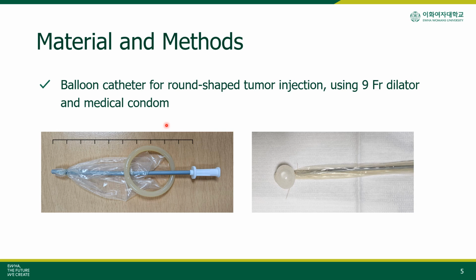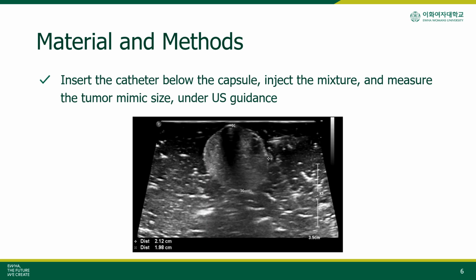To ensure a consistently spherical-shaped tumor, we designed a balloon catheter. The 9-French dilator was cut, and a medical condom was tightly tied 1 centimeter away from the distal tip, and the condom tip inflated like a balloon when the solution was injected. Under ultrasound guidance, the catheter was inserted into the liver block and positioned 5 mm below the hepatic capsule. Then the mixture was injected through the dilator and the diameter of the hyperechoic tumor mimic model was measured.